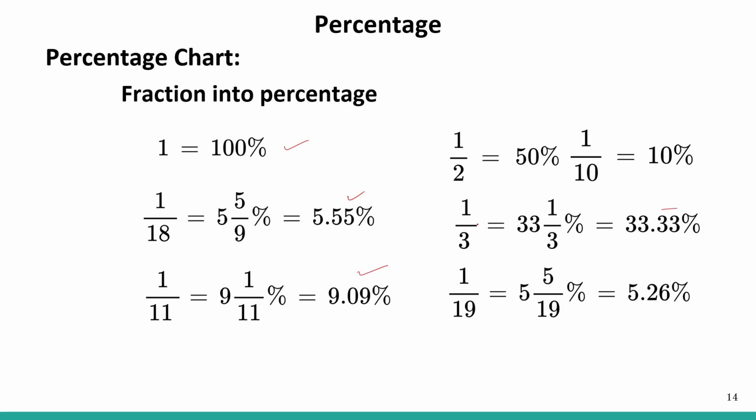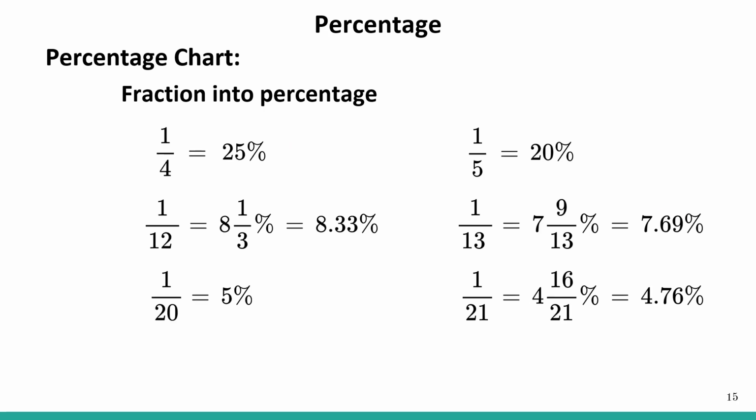So 1 by 2 is equal to what? It will be 50%, and 1 by 10 is 10%. There is no mistake here, there should be a comma. 1 by 2 is 50%. 1 by 10 is 10%. So let's see the next percentage chart.